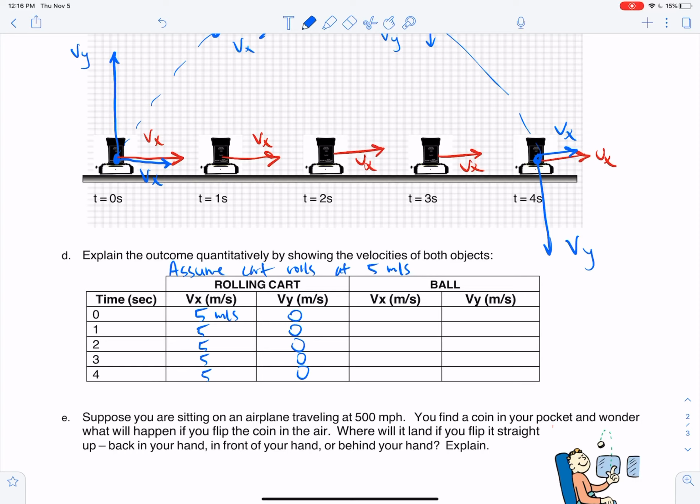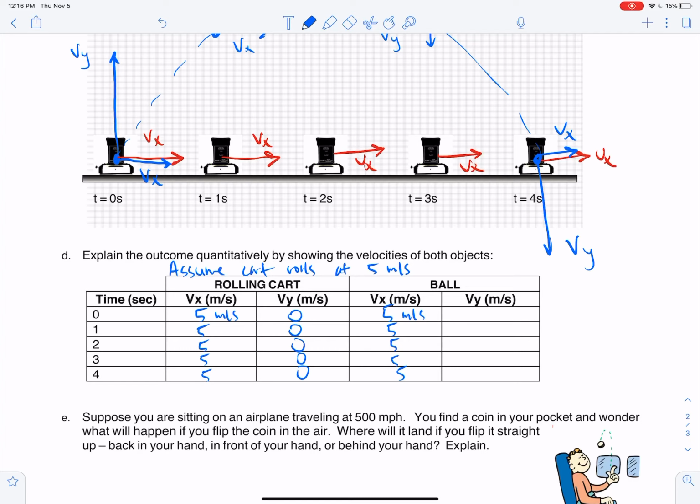But the ball moves horizontally with the cart. So its velocity matches, right? The same as the cart in the horizontal direction. But vertically, the ball does not match the cart, right? Because the ball is experiencing free fall.